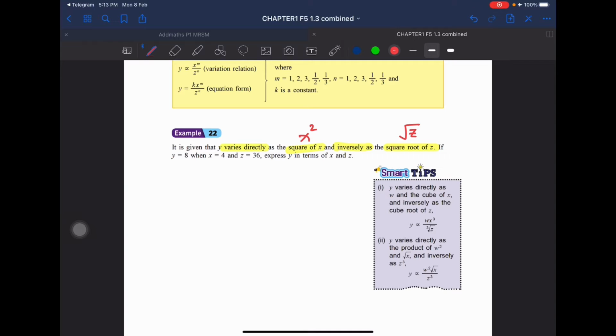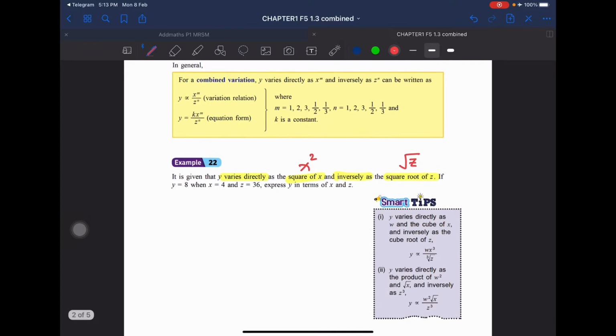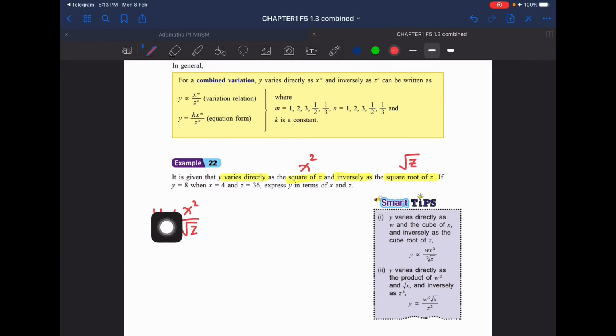x and z. First of all, you need to write it in the variation relation form. So y varies directly as the square of x, and inversely as the square root of z. Have a look over here. If it varies directly, it is located at the top of the fraction, the numerator. If it varies inversely, it will be located at the bottom part of the fraction, or denominator.